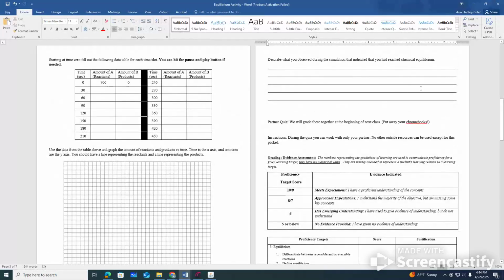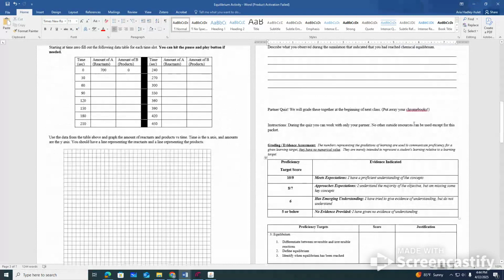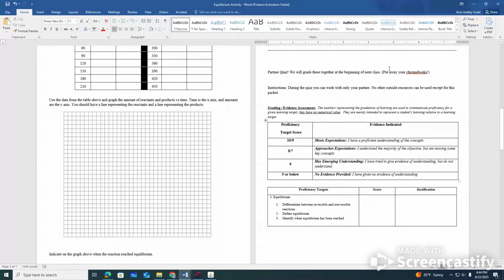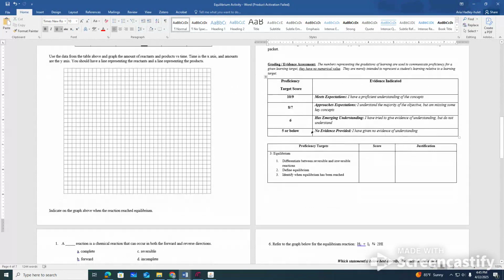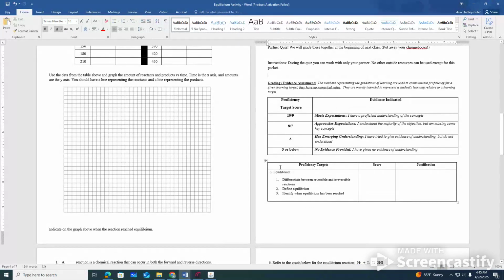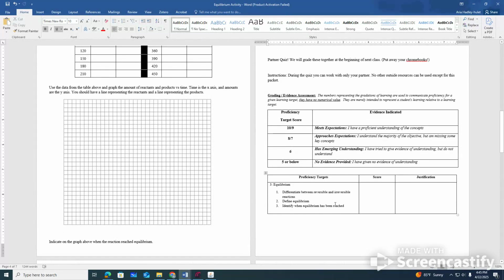Describe what you observed during the simulation that indicated that you have reached chemical equilibrium, if you even think we got to chemical equilibrium. And then an important part, you got to put away the Chromebooks before you can start on the quiz. Okay. So the quiz is a partner one. You can do it with your partner, and you can't use any other outside resources than this package. Okay, so other groups can't help you, other partnerships can't help you.